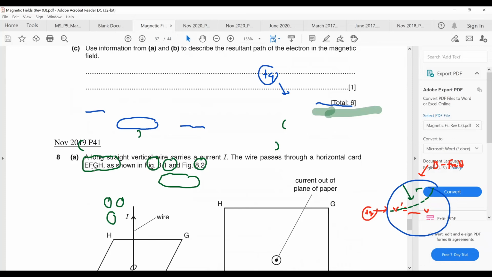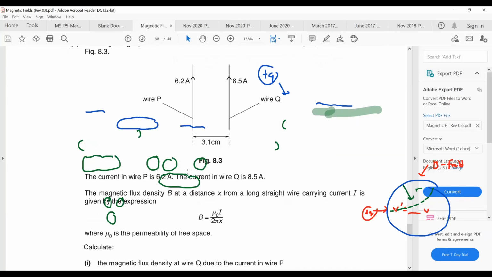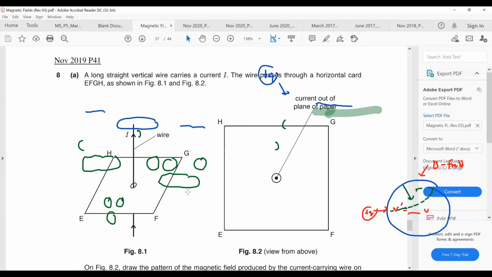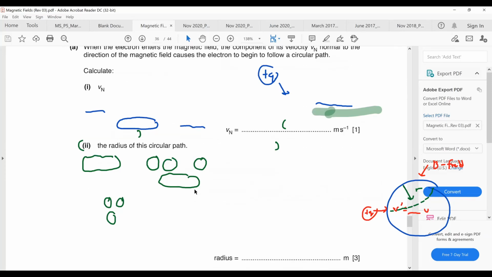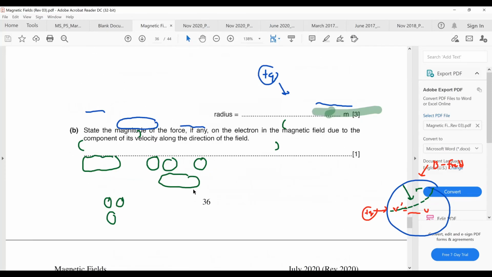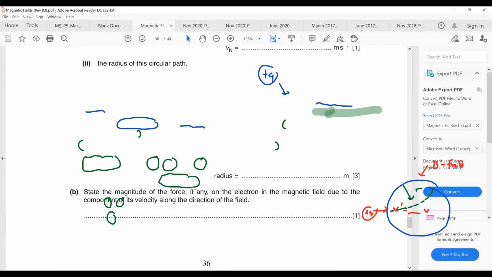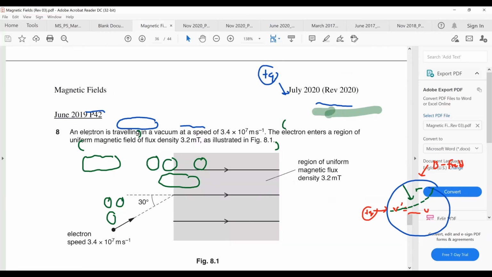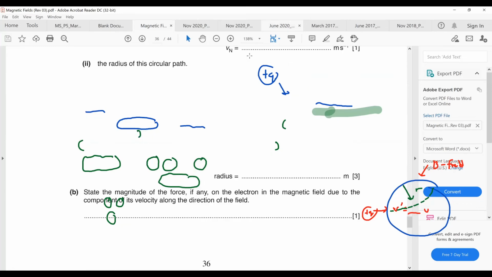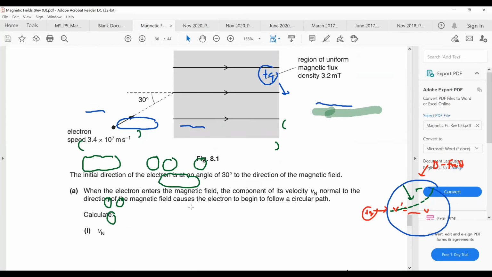The first one was November 19 P41 for parallel wires. And then after that, I sent you another separate sheet, which is from page 36 to 37, which is actually talking about June 19 P42. So Roxanne, Naoki, you don't have this inside your original past year question booklet. That's why I sent it to you guys. Alright, so this one is what I want to discuss next before I go through your velocity selector, another part of your chapter.